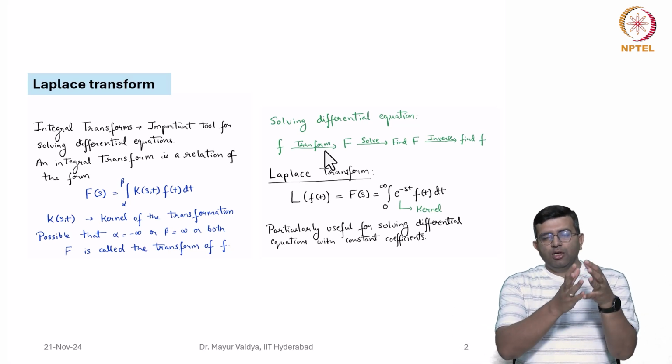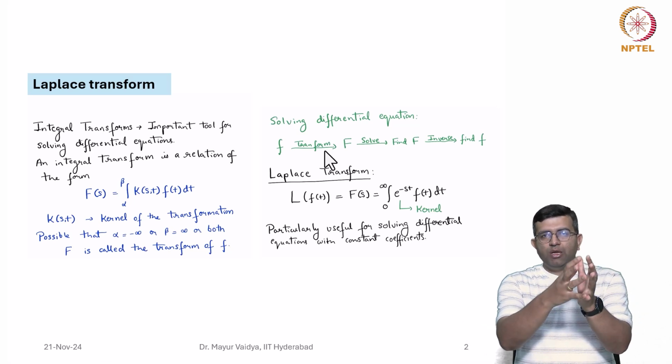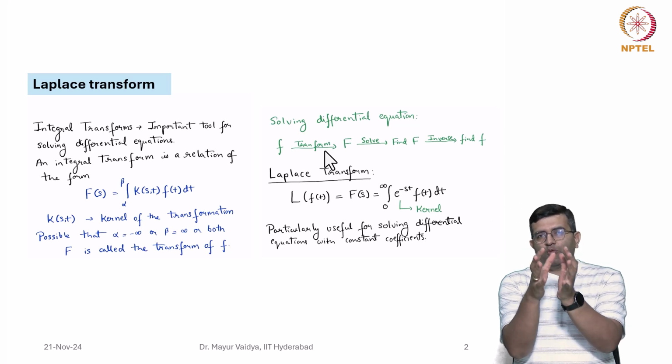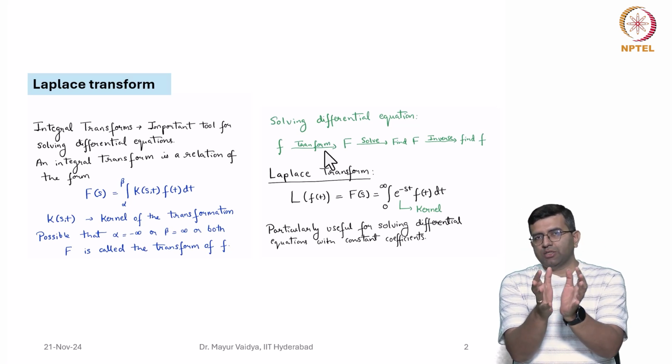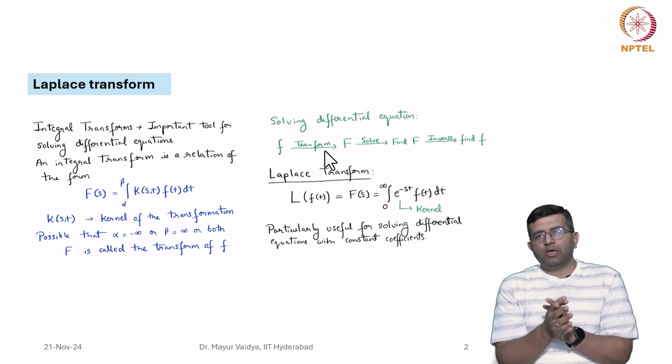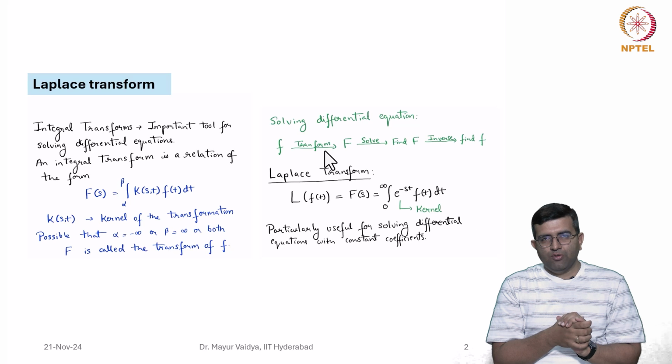Basically, you are taking a function and transforming it to a function which can be solved a little more easily. Once the solution of this transformed function is found, you do an inverse transformation to find your original function.